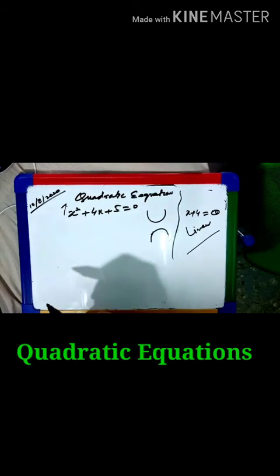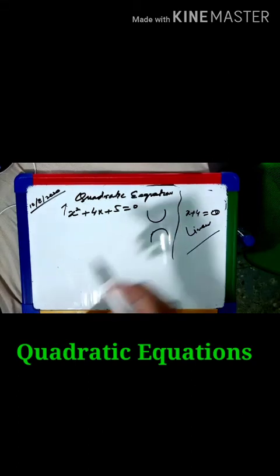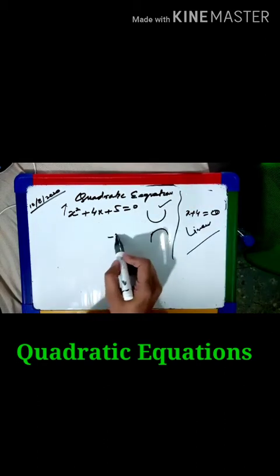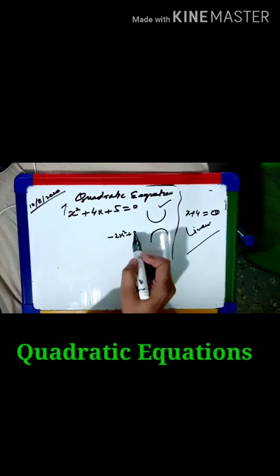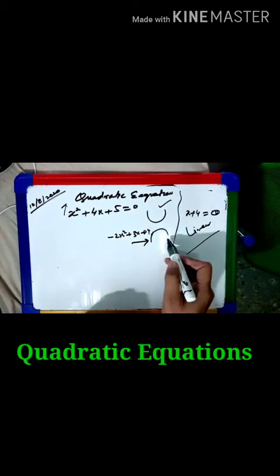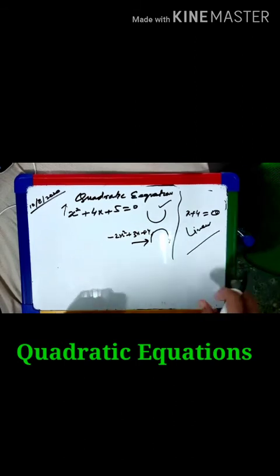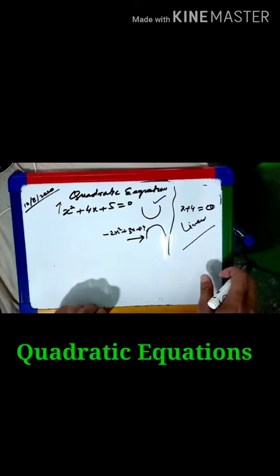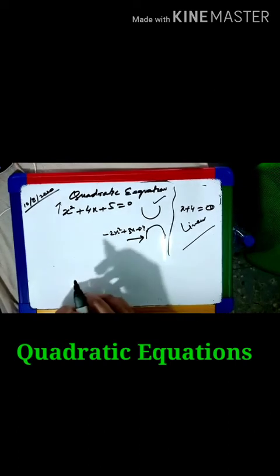If here the number is positive, the graph will be like this. If here the number is negative, for example, like this 2x squared plus 3x plus 4, the graph will be like this, cup down or cup up, like that. So this is the reason how we can check our quadratic equation type.